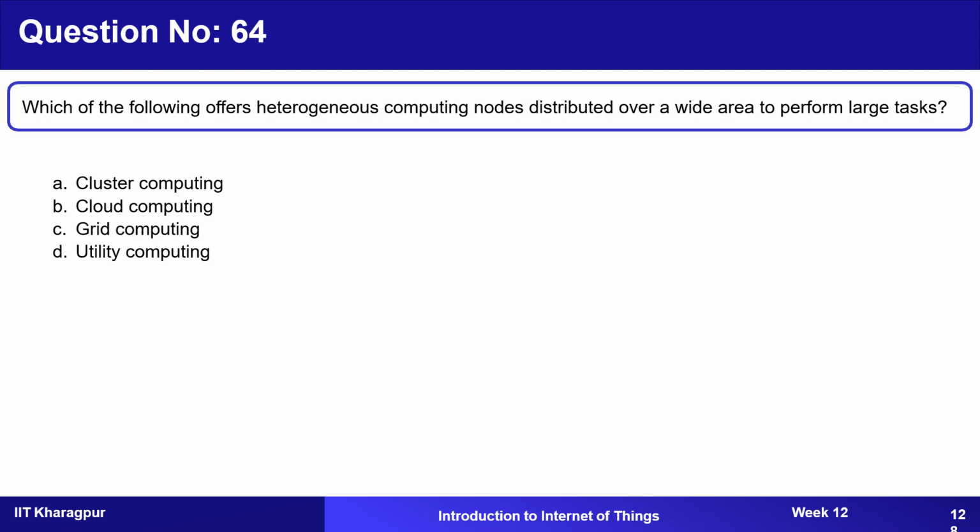Next question is which of the following offers heterogeneous computing nodes distributed over a wide area to perform large tasks? Options are cluster computing, cloud computing, grid computing, utility computing. Cluster. Sorry, ma'am, grid computing. Grid. Cloud computing. Who is saying cloud?